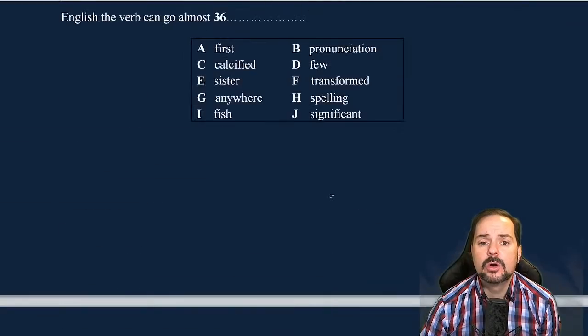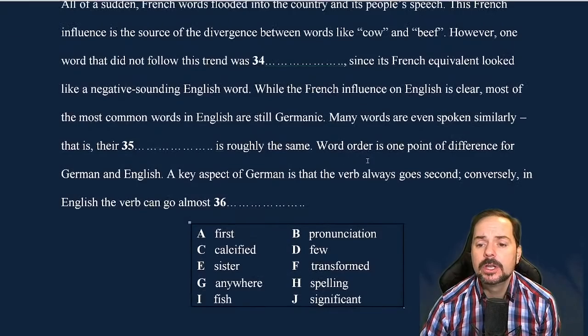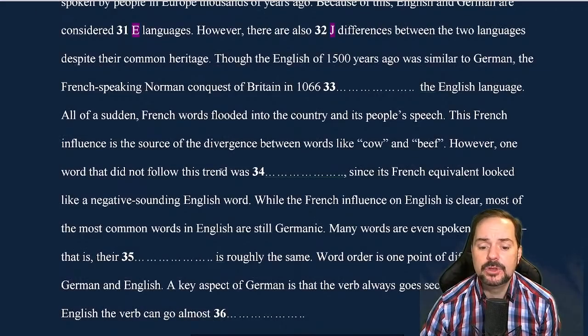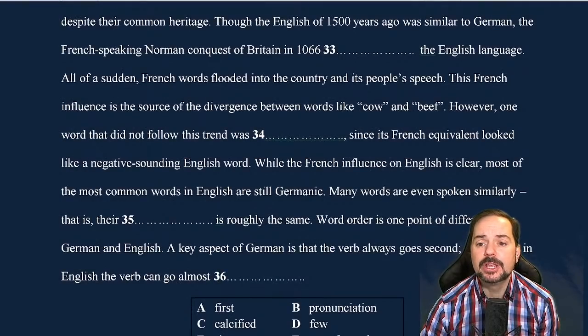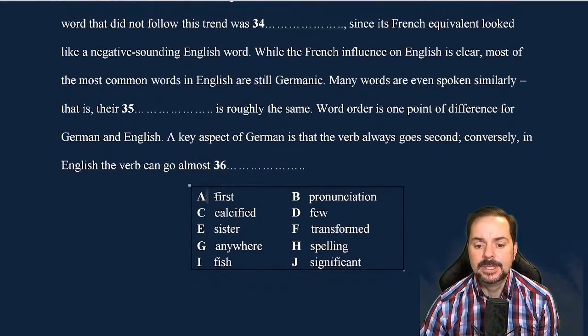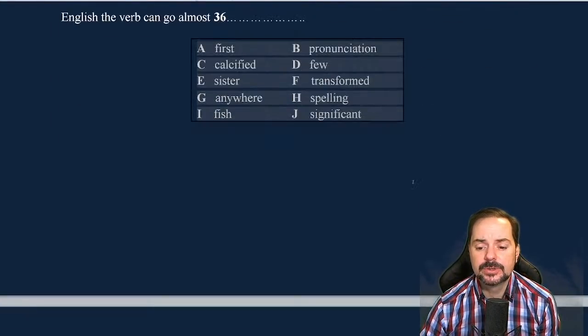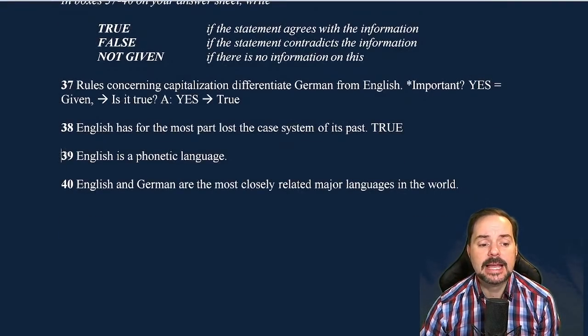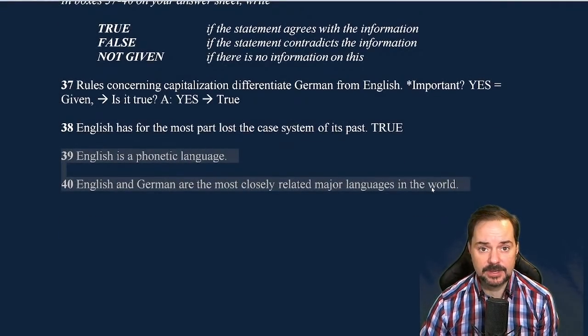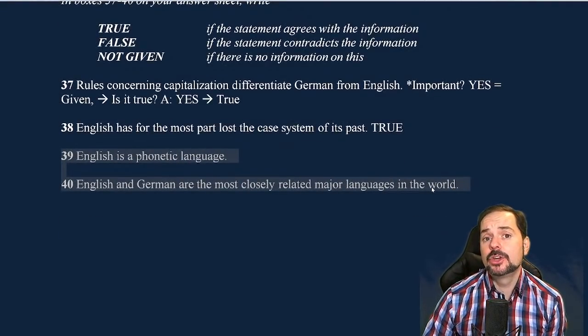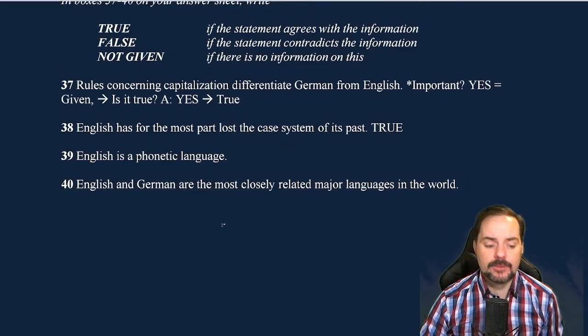Okay, everyone. So again, here are the last few questions for this summary completion, 33 to 36. Here are the words that you have to choose in the letters, okay? And then here are the last two, true, false, not given. Try these ones on your own, okay? So do this on your own for homework.